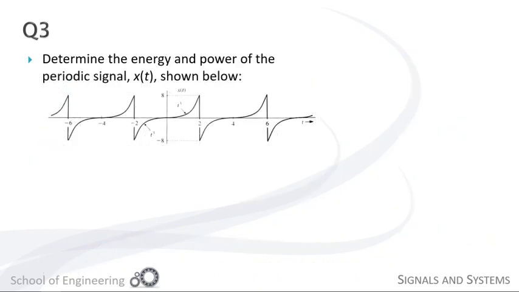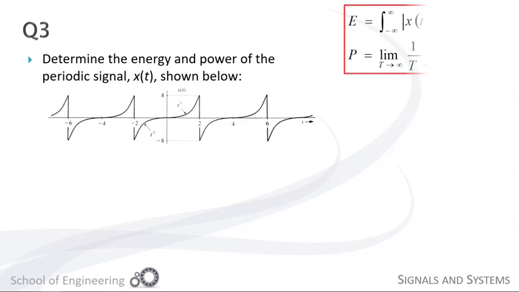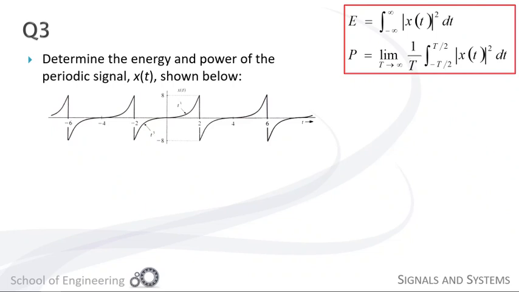It says, determine the energy and the power. And in case you've forgotten, it's in the formula sheet anyway, but I'll put it up there for you. So that's the formula for power. Here you're integrating from minus T on 2 to T on 2, so it's like one period divided by that period. But I say limit as T approaches infinity, right?